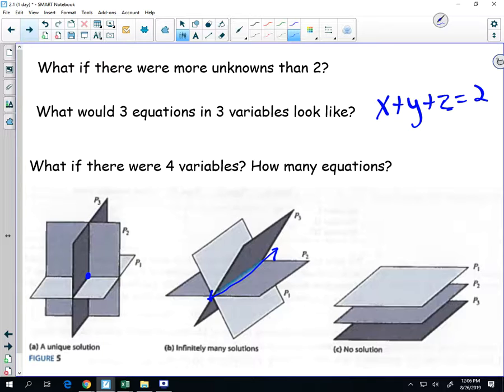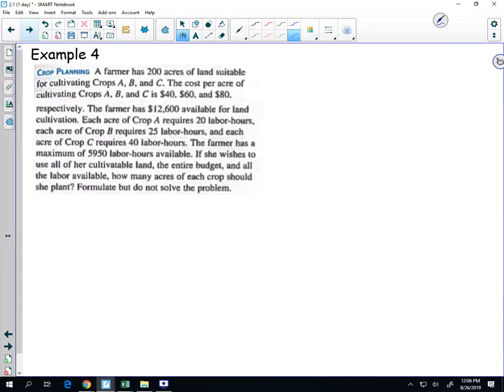But for every variable you add, you have another equation. So if you have 3 variables, you're going to have 3 equations. If you add 4 variables, you're going to have 4 equations. So that's something to think about, that every time you add another variable, you add another equation to the system. And so I want to do one with 3 variables here with you.